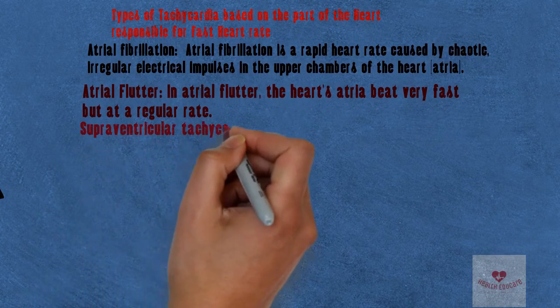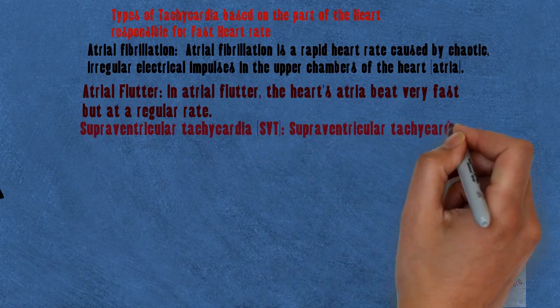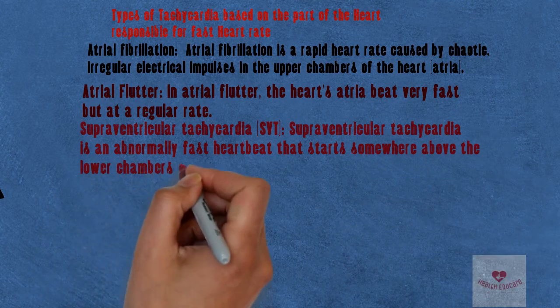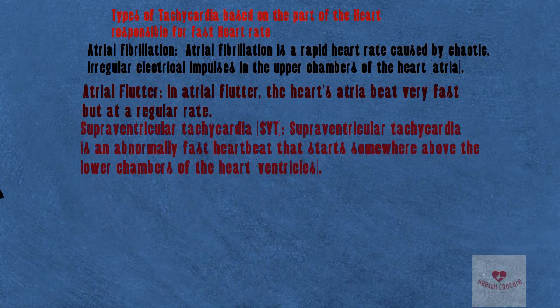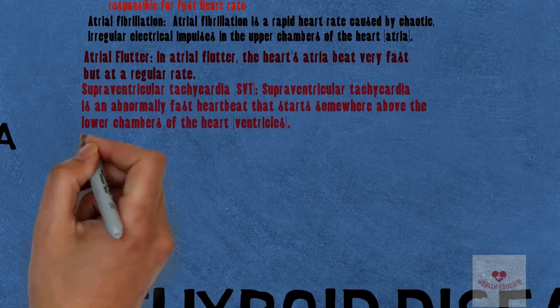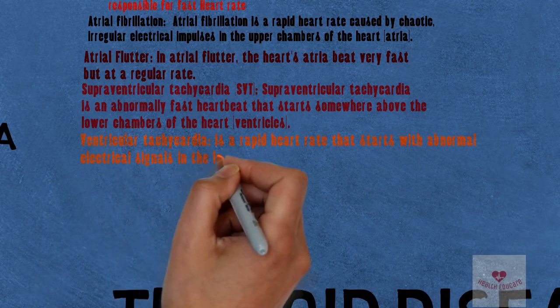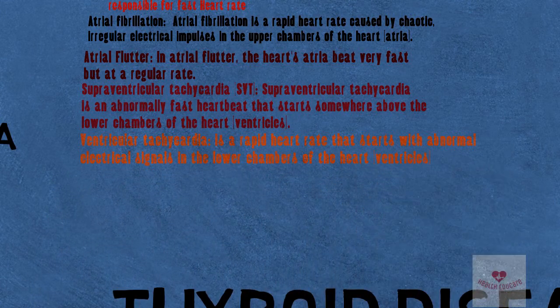3. Supraventricular tachycardia, SVT. Supraventricular tachycardia is an abnormally fast heartbeat that starts somewhere above the lower chambers of the heart, the ventricles. It's caused by abnormal circuitry in the heart that is usually present at birth and creates a loop of overlapping signals. 4. Ventricular tachycardia is a rapid heart rate that starts with abnormal electrical signals in the lower chambers of the heart, the ventricles. The rapid heart rate doesn't allow the ventricles to fill and contract efficiently to pump enough blood to the body.